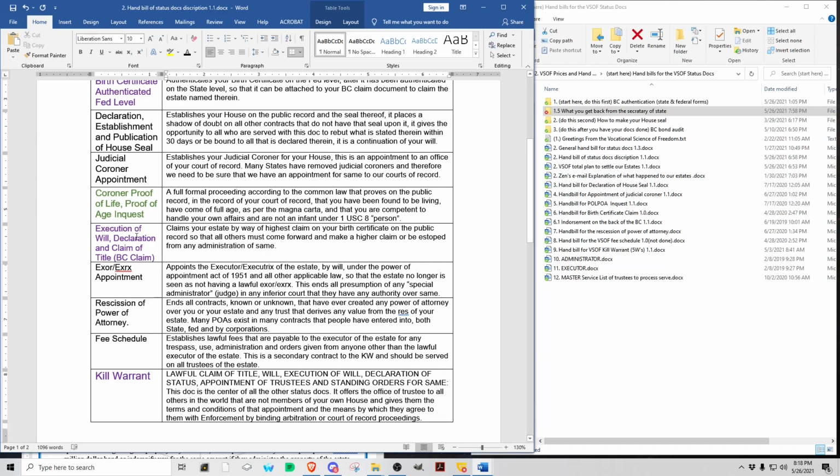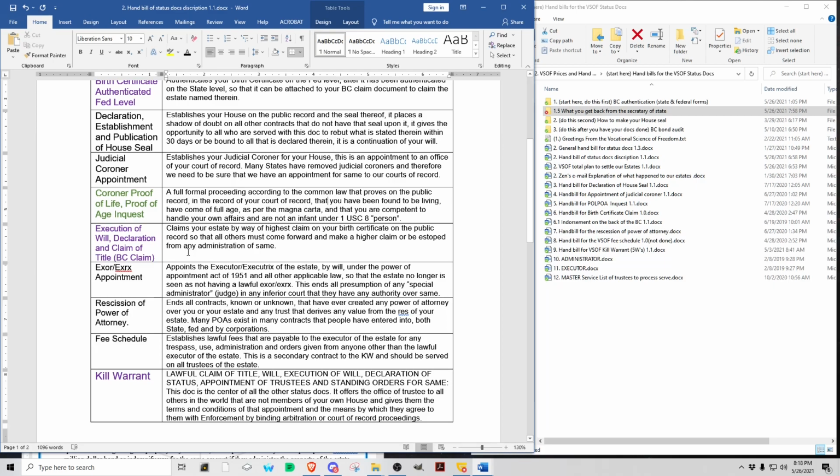This is the BC claim. Execution of will, declaration, and claim of title. This claims your estate by way of highest claim to your birth certificate on the public record, so that all others must come forward and make a higher claim or be estopped from any administration of same. And that's what you attach to the authenticated BC that you get from the state and feds.